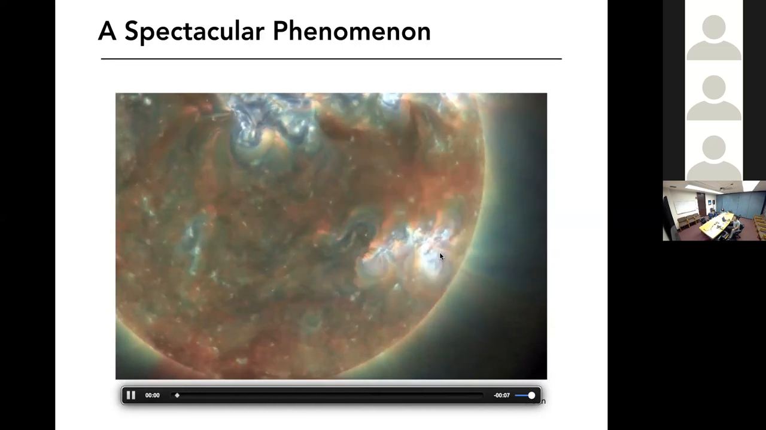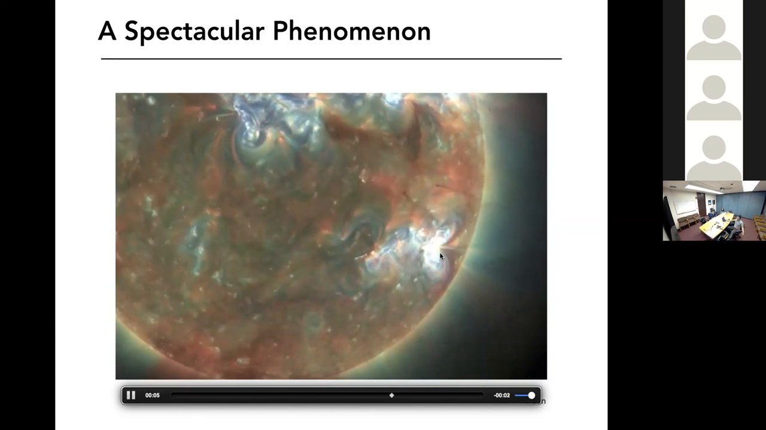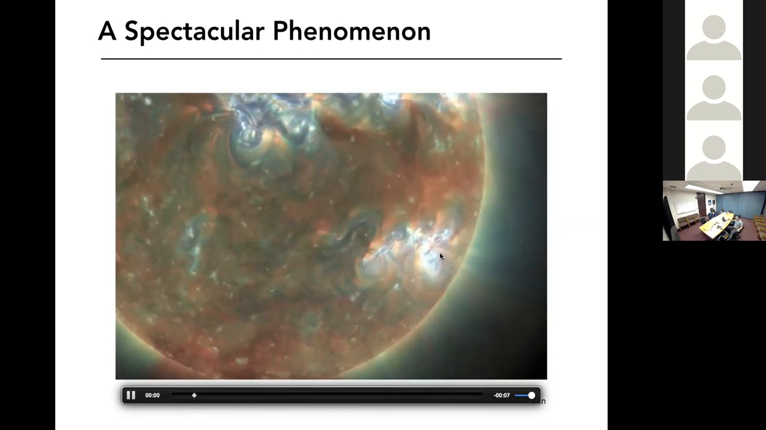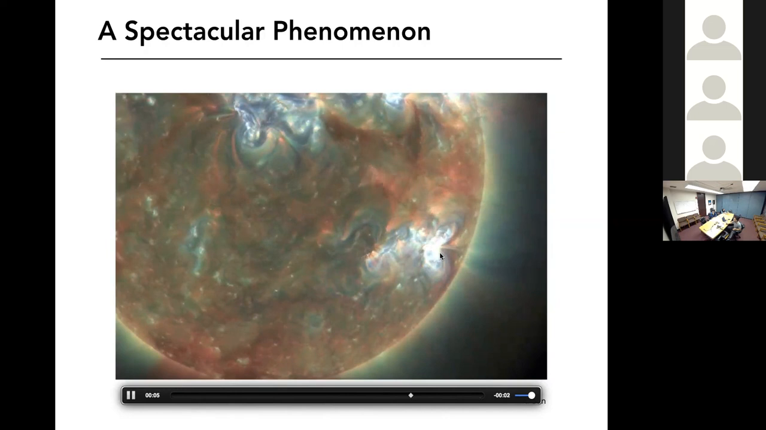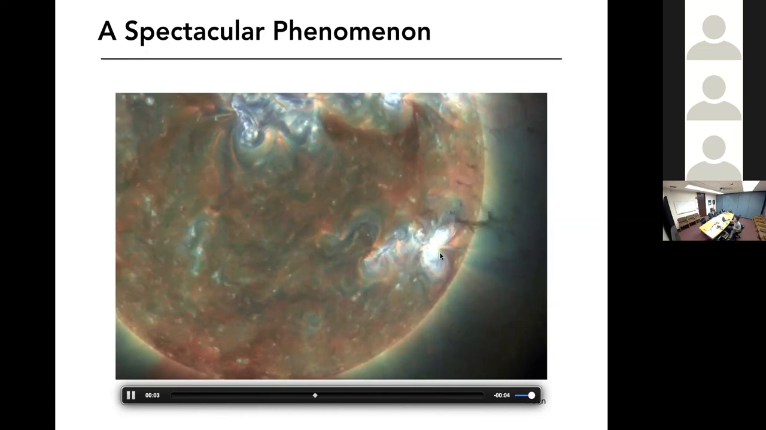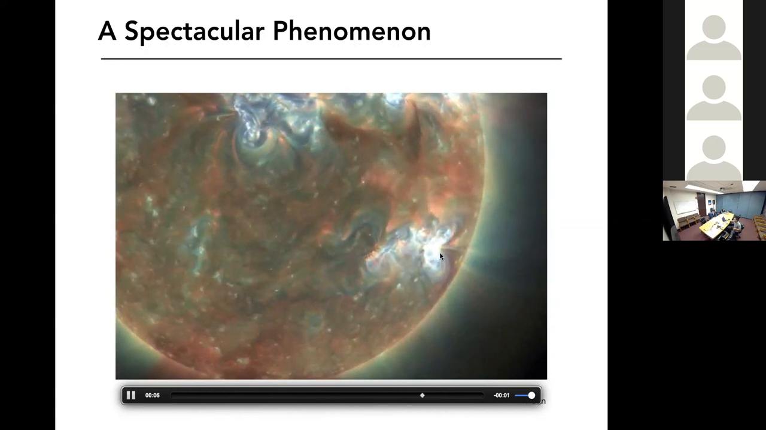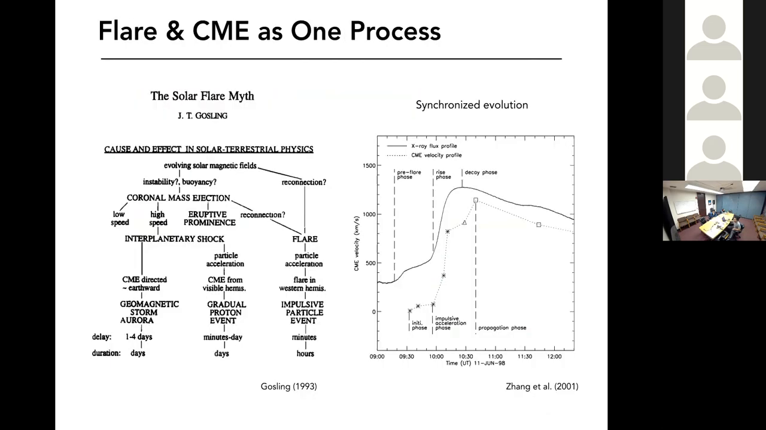So how do we actually reconcile all of these? When we say flares and when we say CMEs, it sounds like they are two different mechanisms, two different phenomena. The modern view is that they are actually the same process. You can have one without the other, but most of the time they occur in the same process. So I would highly recommend reading the so-called solar flare myth paper by Jack Gosling in 1993.